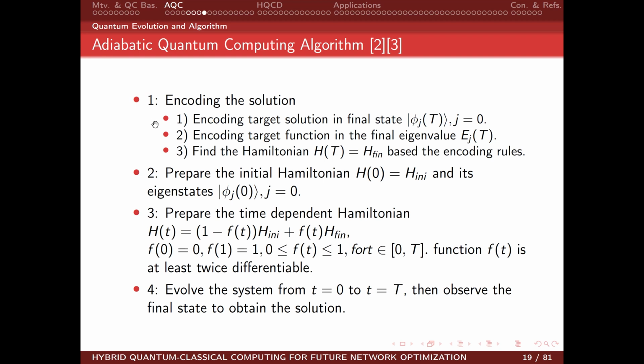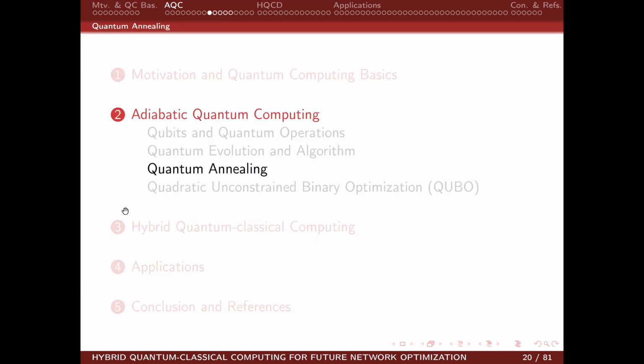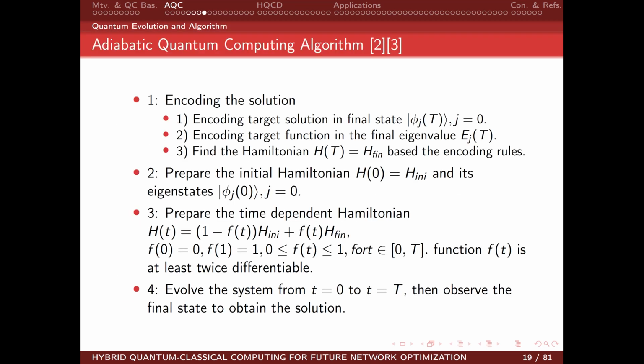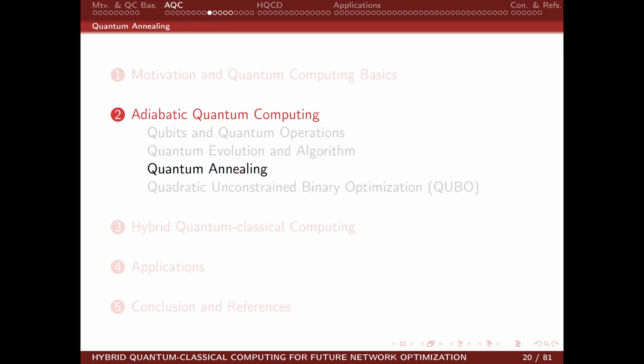That's the idea. Actually, this idea is from the very beginning, I believe it's the 1990s. The scientists wanted to use the quantum computer this way. This is the adiabatic quantum computing algorithm. Then a special case of adiabatic quantum computing is the quantum annealing algorithm.